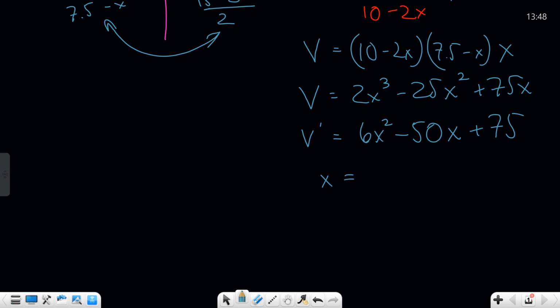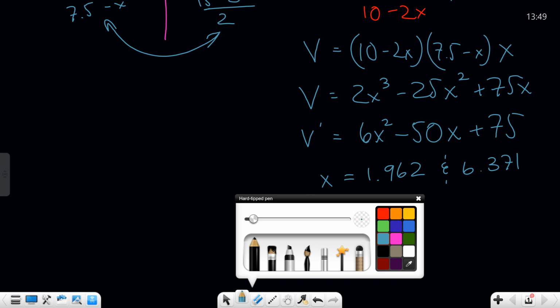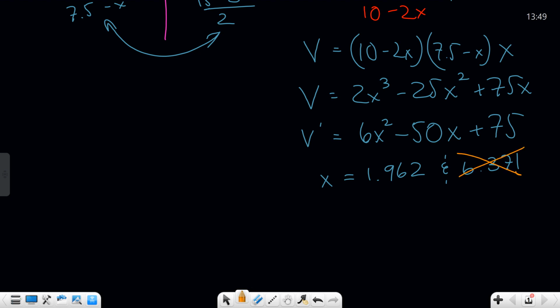What, by the way, is x? You all have the quadratic formula on your calculator, yes? Does anybody not? Raise your hand. Good. What is it? 1.962, three decimal places, AP standard. And? 6.371. Beautiful. What's the problem? It cannot be 6.371. You don't have a possible box. So that goes away and we save ourselves some hassles.